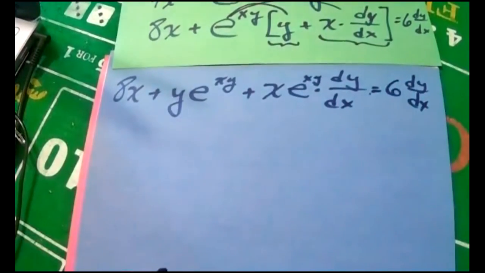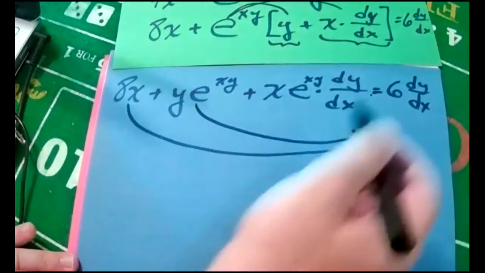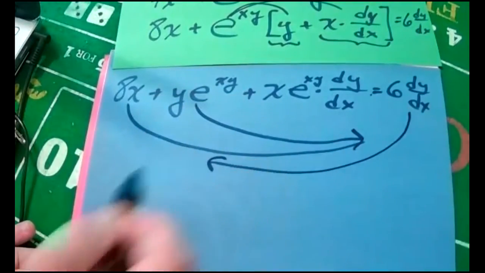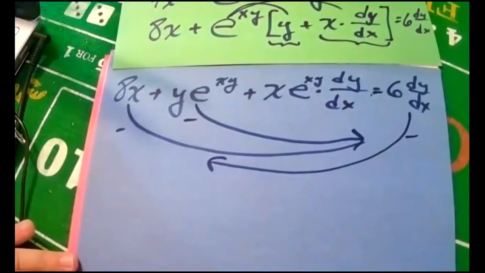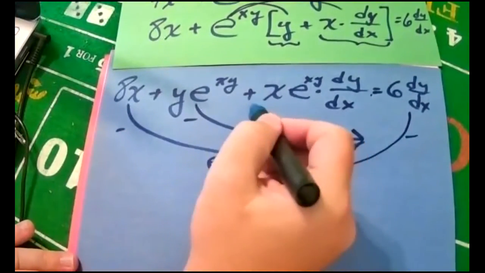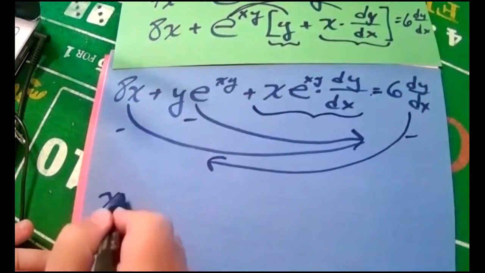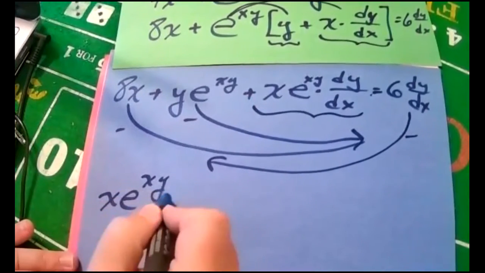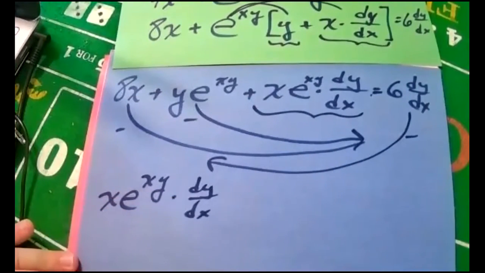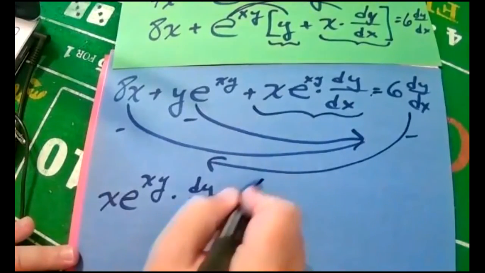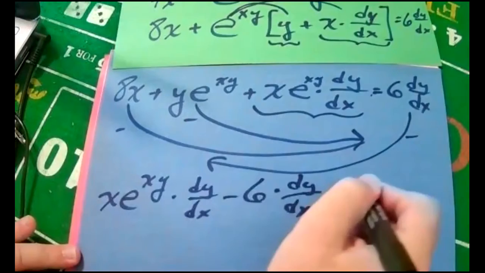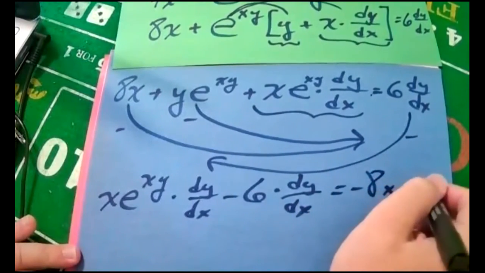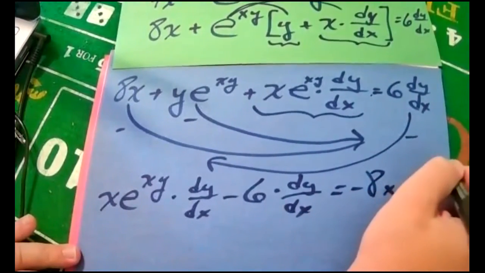Now we're in a position where we have to bring things over. We're going to bring this one over and this one over, right? And we're also going to bring this one back, okay? So this is going to change sign and be negative, and so are these, because I'm moving them. So on the left, the only thing that has not moved is this. This is going to stay. It'll be x e^(xy) times dy/dx minus 6 times dy/dx equals minus 8x minus y e^(xy).